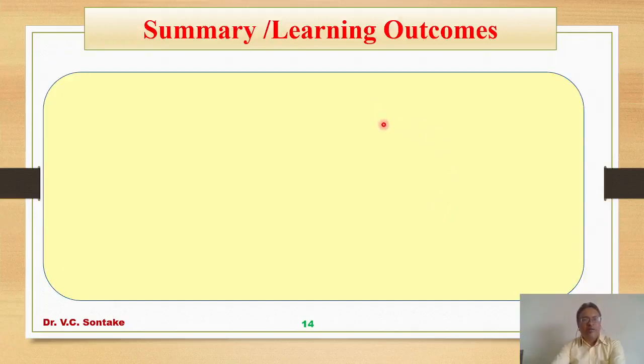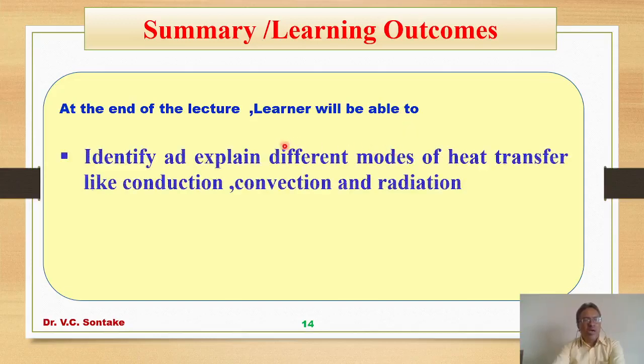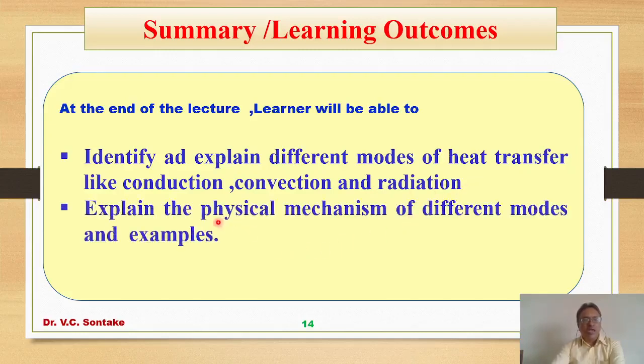With this I come to an end of this lecture. So the learning outcomes of this lecture are, at the end of this lecture, the learner will be able to identify and explain different modes of heat transfer like conduction, convection and radiation. You can easily identify the mode of heat transfer and you can explain also. Explain the physical mechanism of different modes and examples.